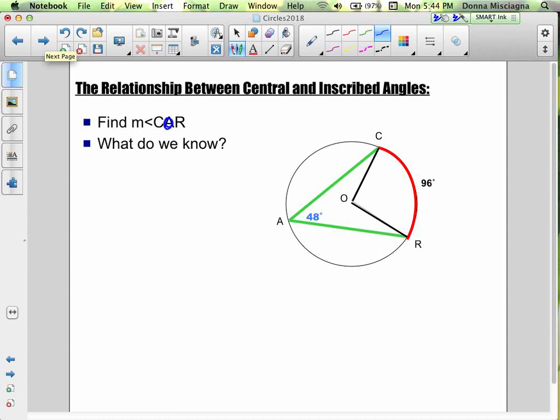All right, so what do we know? Well, we know the measure of angle CAR. We also know the measure of arc CR, although we didn't need to be told that to find the answer to this. Oops, CBCR.